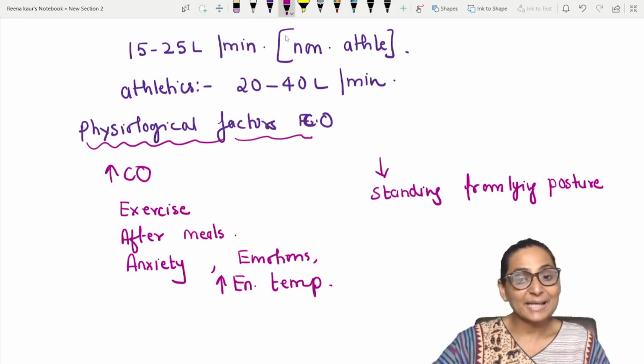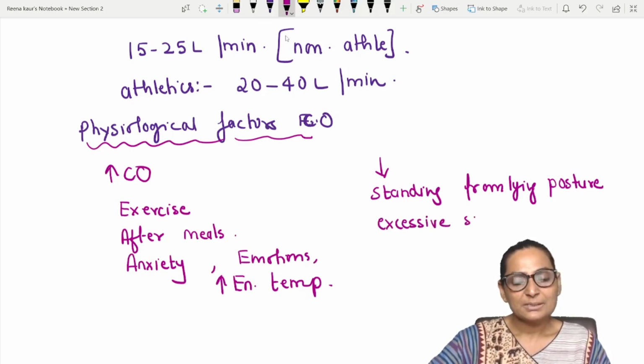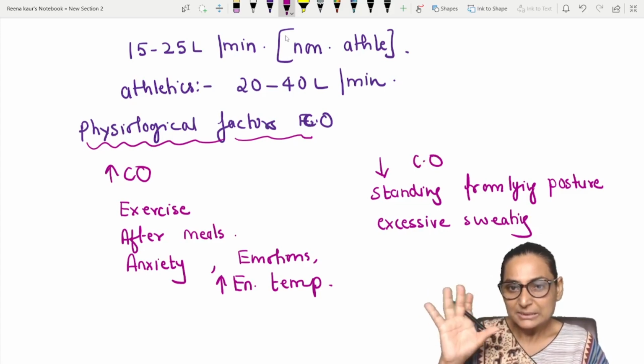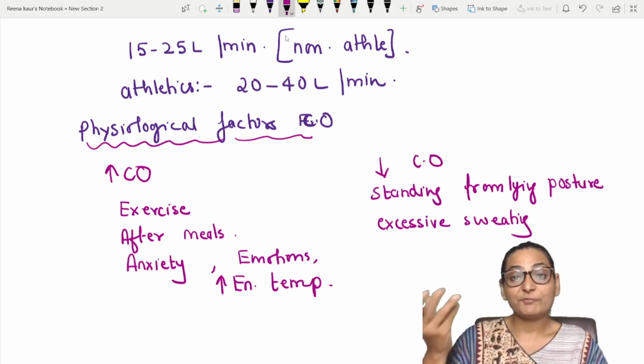And even if there is excessive sweating. Why excessive sweating? Just imagine you are standing in the hot sun. What happens when you are in the hot sun? Chakkar jaise lagta hai, isn't it? You feel as if you will fall down.